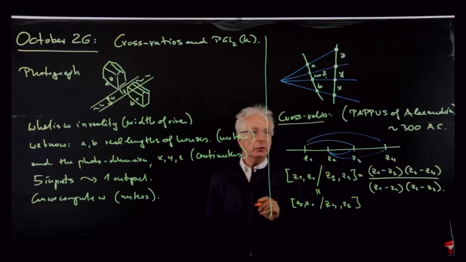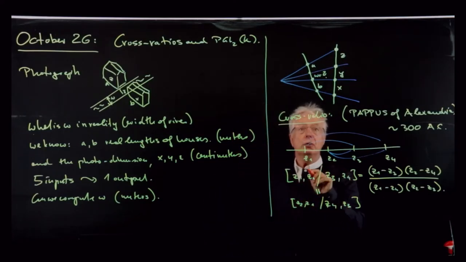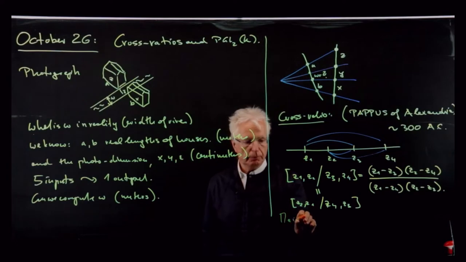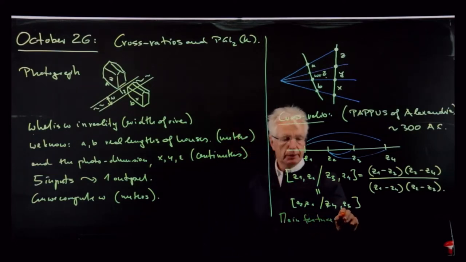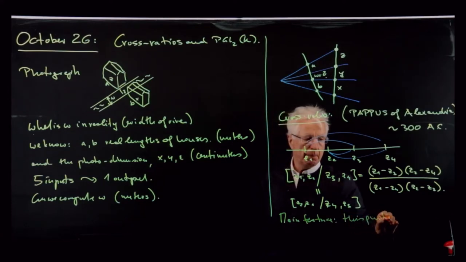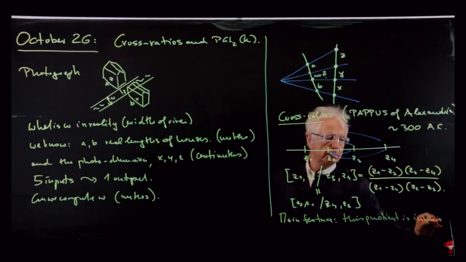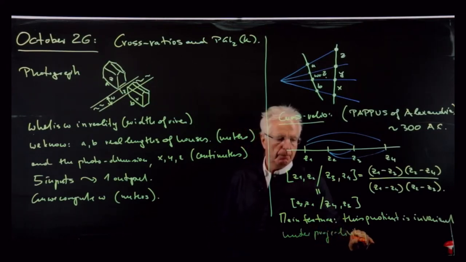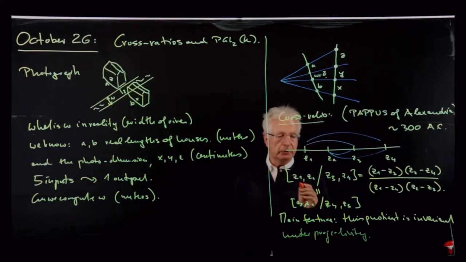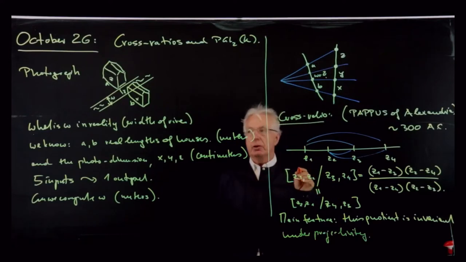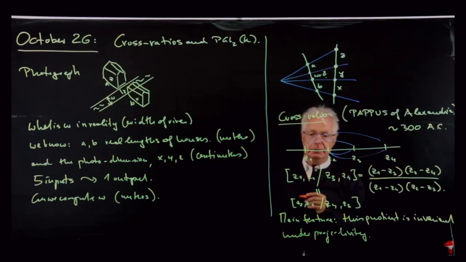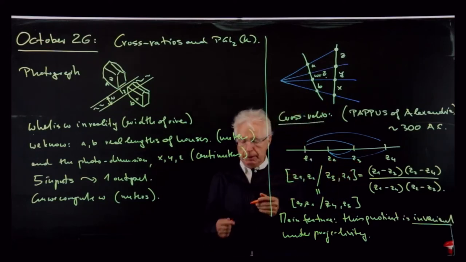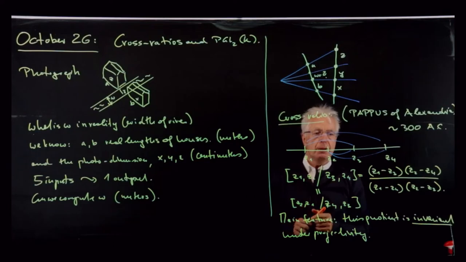Now, once we have this, we just have to know that this cross ratio is invariant. So this is the main feature. This quotient is invariant under projectivity. And not only is it invariant, I will explain what it means. It's also essentially the only one which is invariant. So what does it mean to be invariant? That if you take a projective map, then this quotient remains the same.